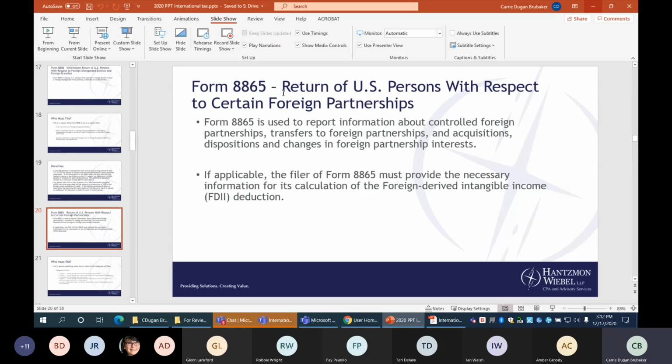Then we've got Form 8865, which is the return of U.S. persons with respect to certain foreign partnerships. This form is used to provide information about controlled foreign partnerships, transfers to foreign partnerships, acquisitions, dispositions, changes. It also, if applicable, needs to provide information for its calculation of the foreign derived tangible income deduction.